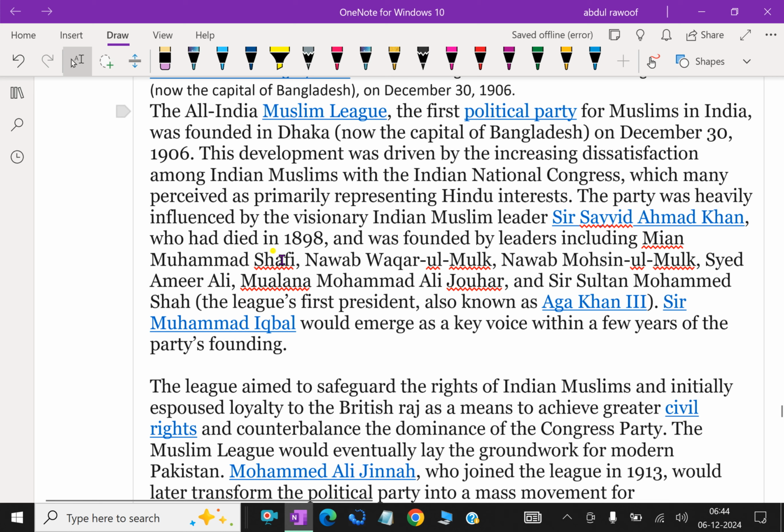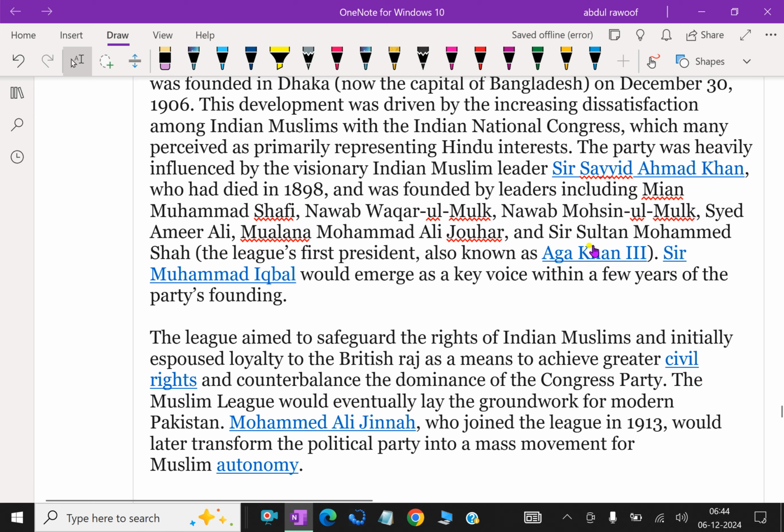had died in 1898, and was founded by leaders including Mian Muhammad Shafi, Nawab Waqar-ul-Mulk, Nawab Muhsin-ul-Mulk, Sayyid Amir Ali, Maulana Muhammad Ali Jauhar, and Sir Sultan Muhammad Shah. Sir Muhammad Iqbal would emerge as a key voice within a few years of the party's founding.